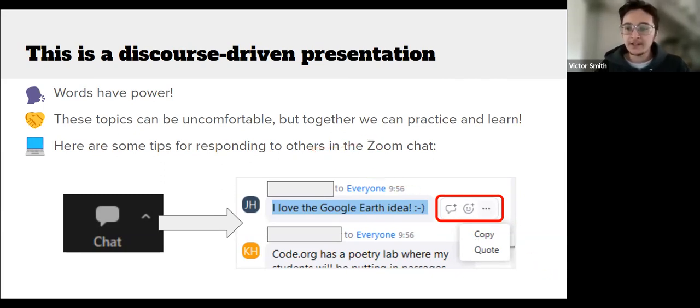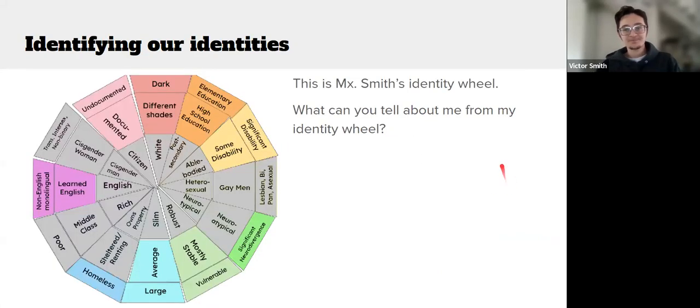And so one thing that I noticed during both the keynote speaking and the previous session were some questions about how to engage with each other in the chat. So find this icon in your Zoom chat, and I blocked out the names for privacy, but if you hover over a comment, it will give you a plus sign here, and this is how you can reply to other people in the chat. You can add reactions, and if you press these three little buttons, you can copy or quote other messages. So feel free to use these tools as we continue our conversation.